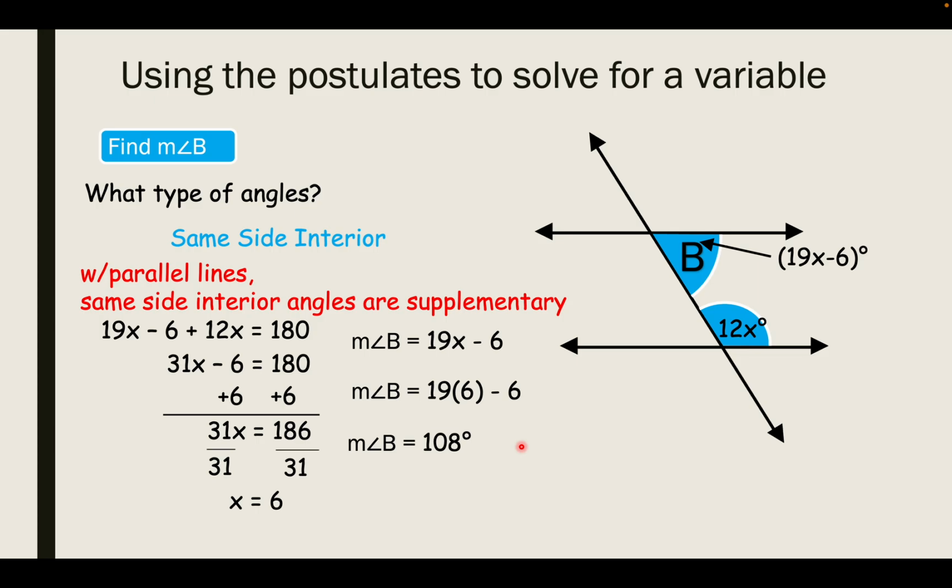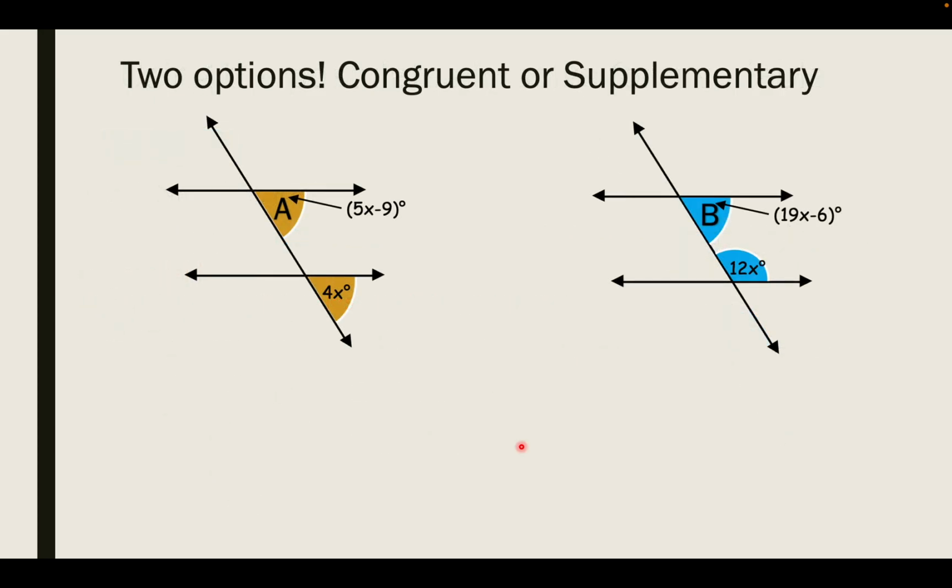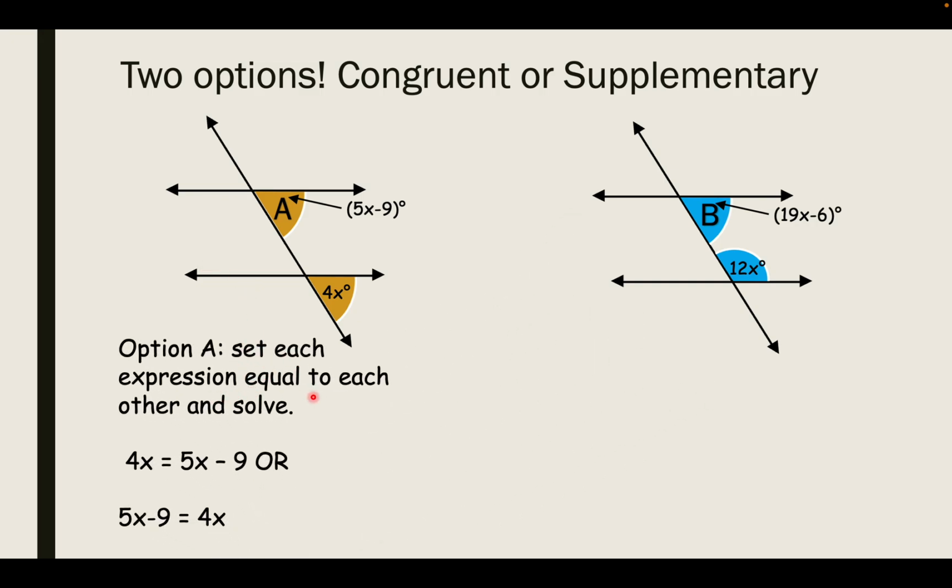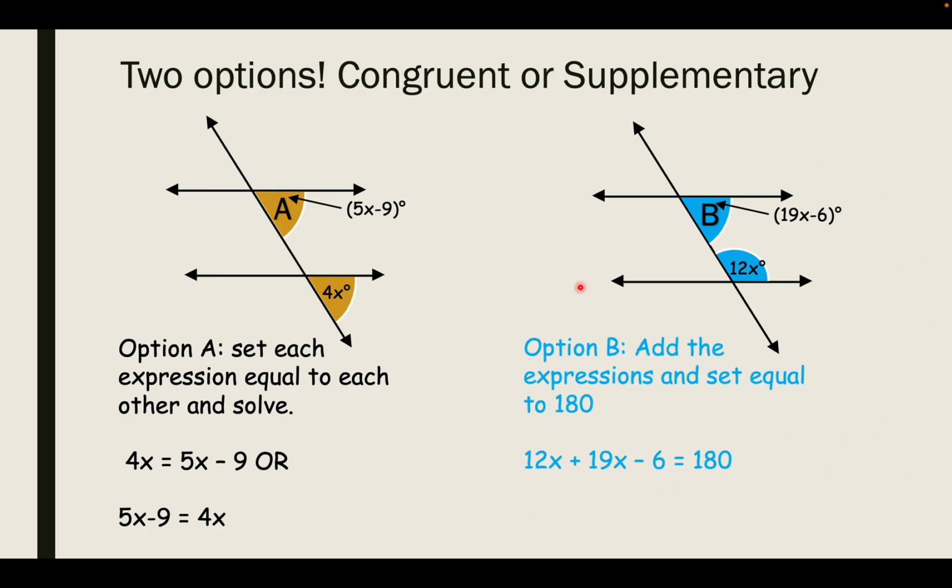Now, in the problems you'll be doing in the future, you have two options. Either the angles are going to be congruent or they're going to be supplementary. In our option A, we had to set each expression equal to each other and solve. In option B, this relationship was supplementary. So if it's supplementary, we're going to add the expressions and set it equal to 180.